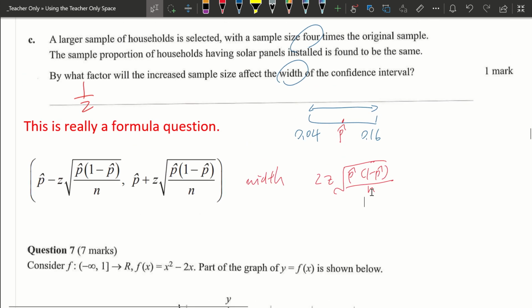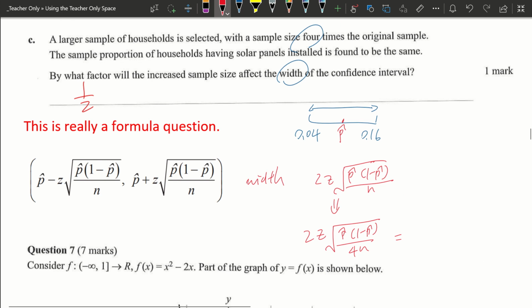But if n is your original sample size, and now you 4 times it, you get a new width. Your new width is going to be 4 times n. If n is the original sample size and you 4 times it now, you still get a width of confidence interval, but now it's slightly different. You have an extra 4 in it.